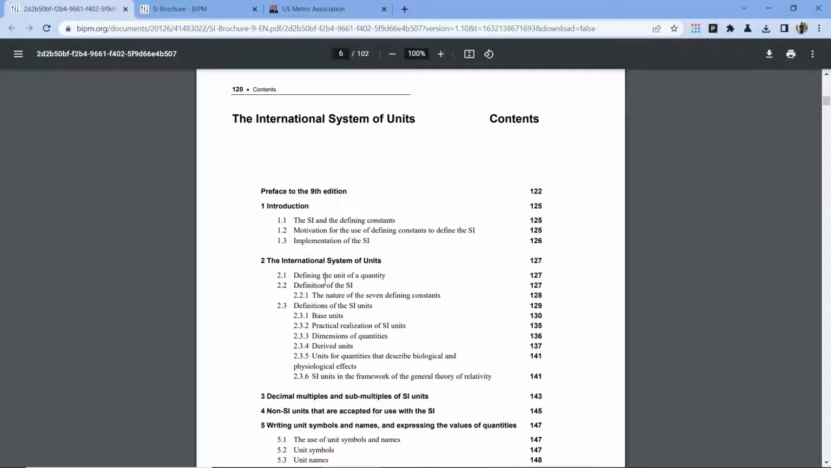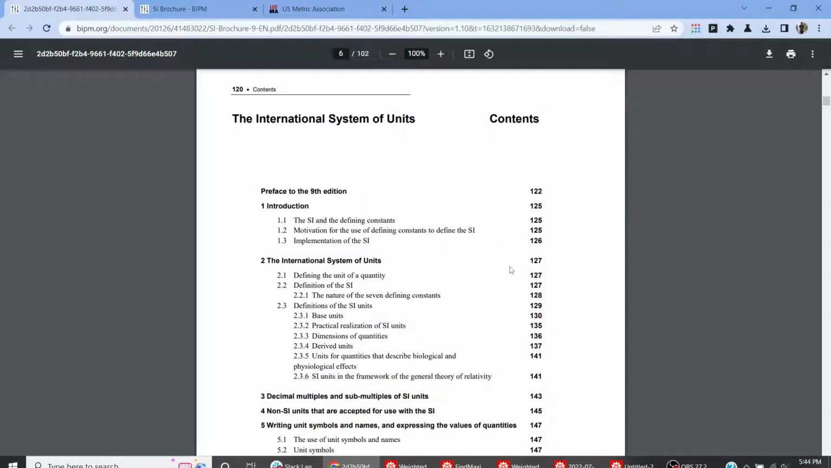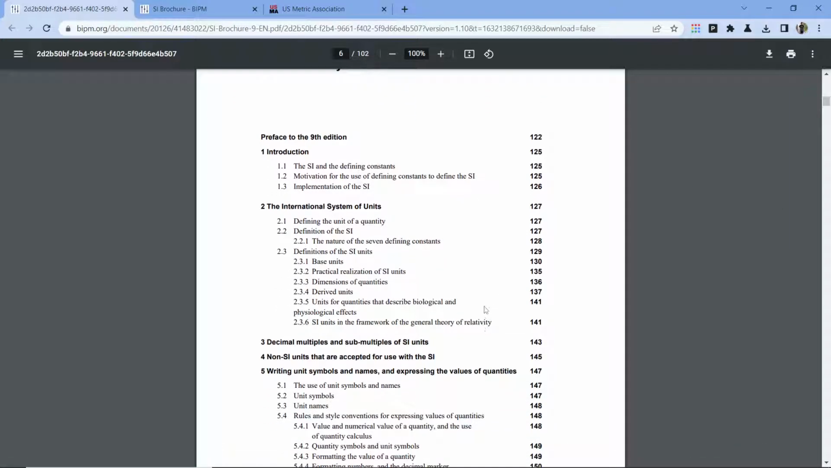Defining the unit of a quantity. Definition of the SI. The nature of the 7 defining constants. Definitions of the SI units. Base units. Practical realization of SI units. Dimensions of quantities. Derived units. Units for quantities that describe biological and physiological effects. SI units in the framework of the general theory of relativity.